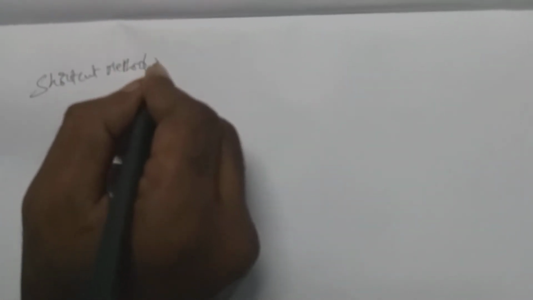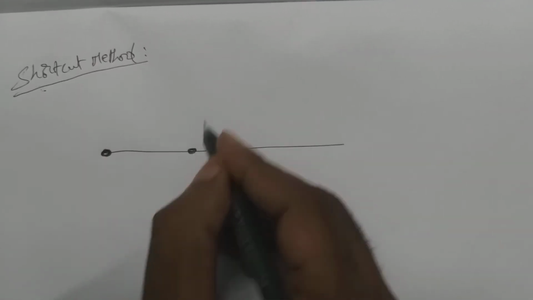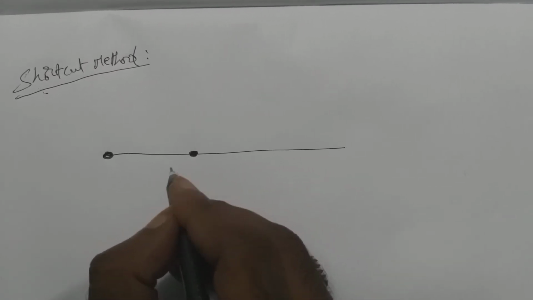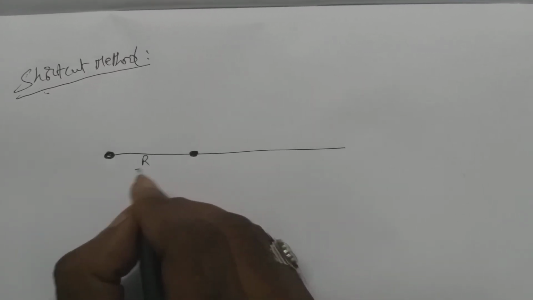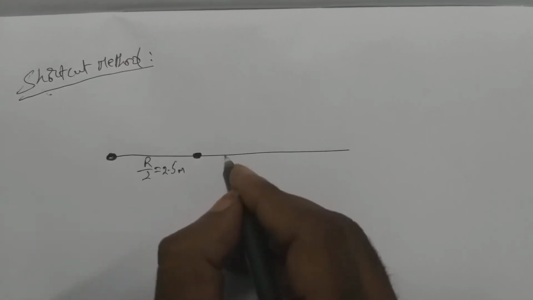In this shortcut method, we will apply the concept of center of mass, and we will solve the problem within fractions of a second. See, this is the point of projection, and this is the highest point, and I am drawing only along the horizontal direction. This is r by 2, and this r by 2 we got as 2.5 meter.